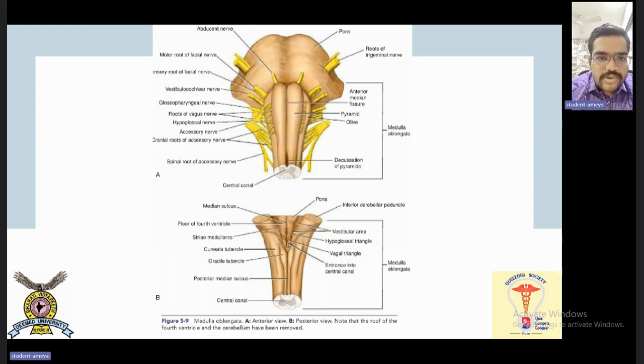In the anterior view, I can see the roots of the trigeminal nerve, the facial nerve, the vestibulocochlear nerve, and the glossopharyngeal nerve. So basically 5, 6, 7, and mainly 9, 10, 11, 12. In the posterior view, I can see various triangles, which are the vagal triangle and the hypoglossal triangle.